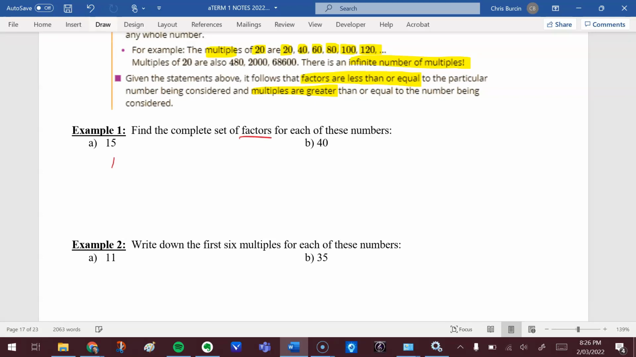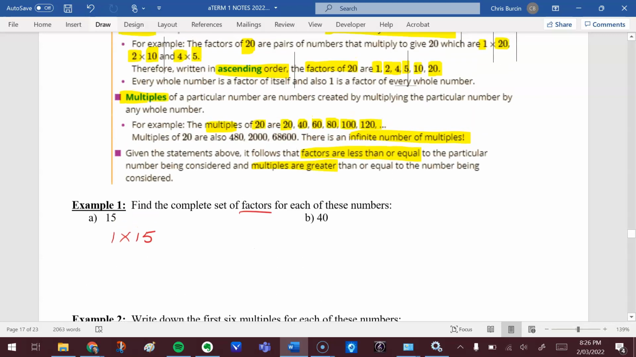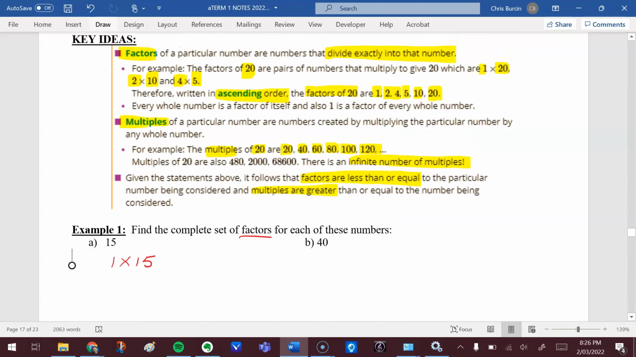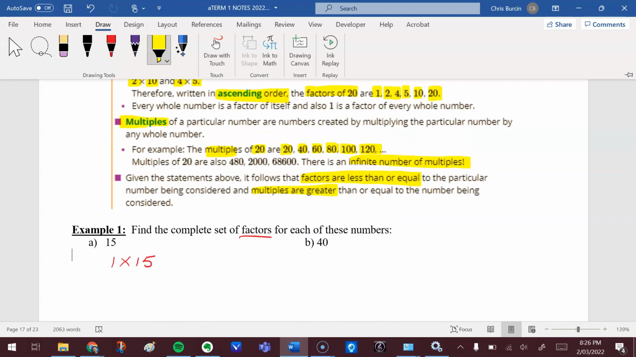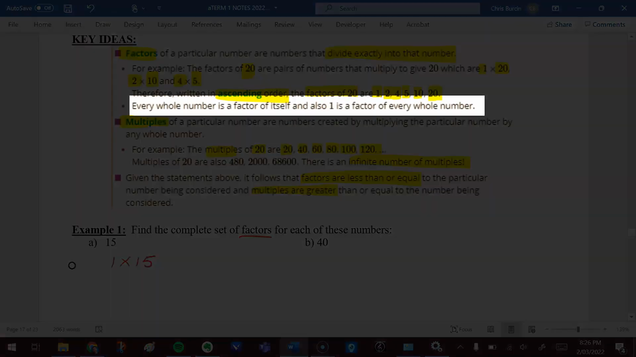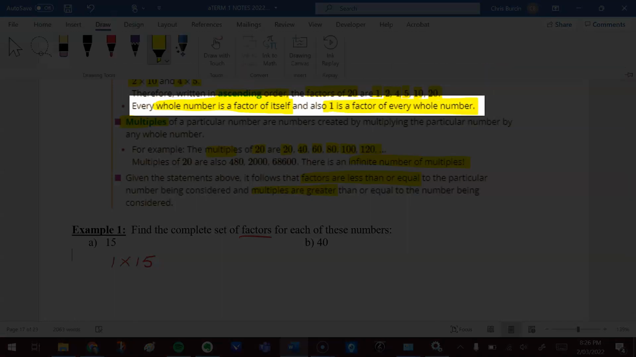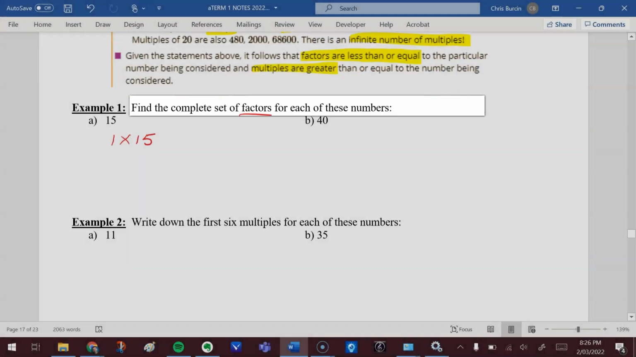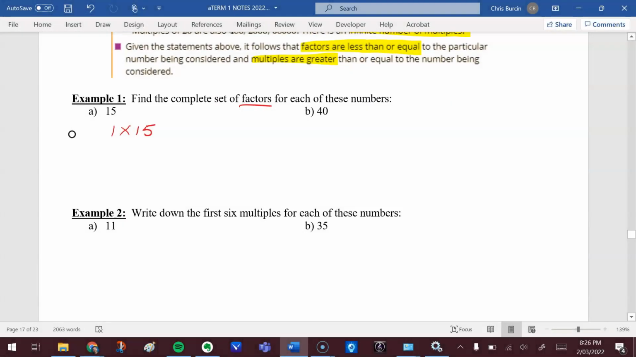Starting with 15, we know that 1 times 15, these are factors, 1 and 15. In fact, let's go back and review, I missed that step: every whole number is a factor of itself, and 1 is a factor of every whole number. So putting that into action, if you look at the whole number 15, 15 times 1 is 15. That's going to be true for every number in the history of the universe.